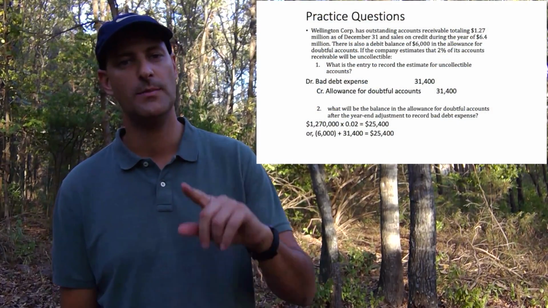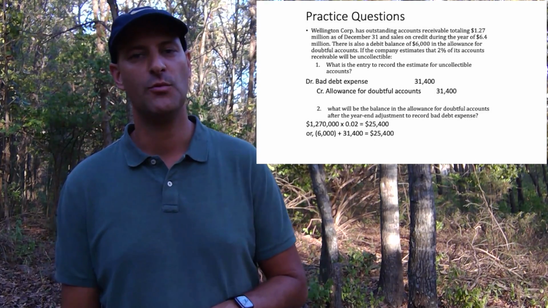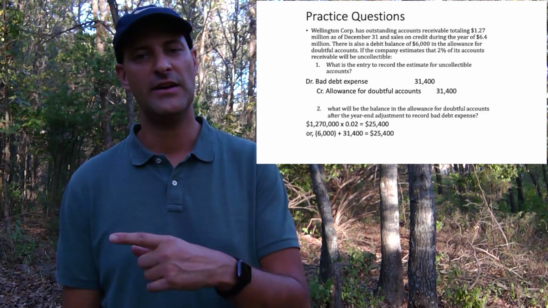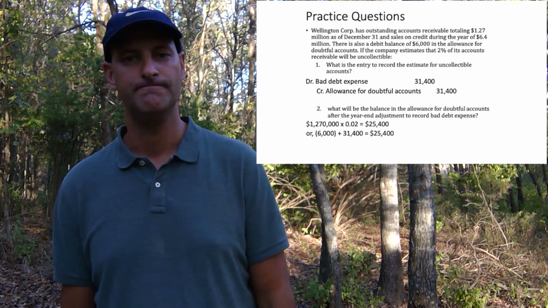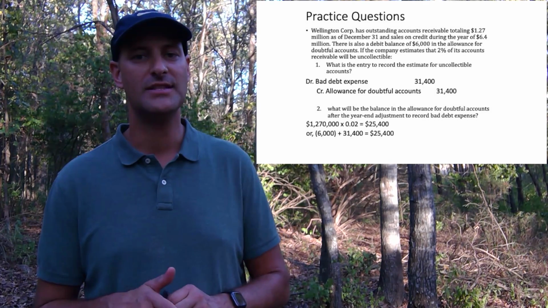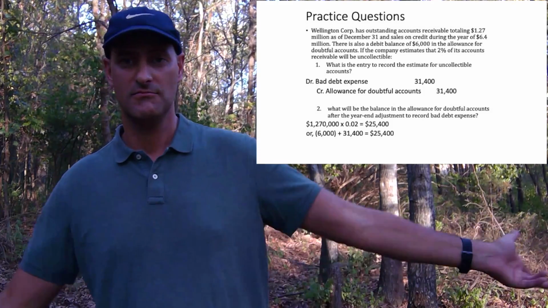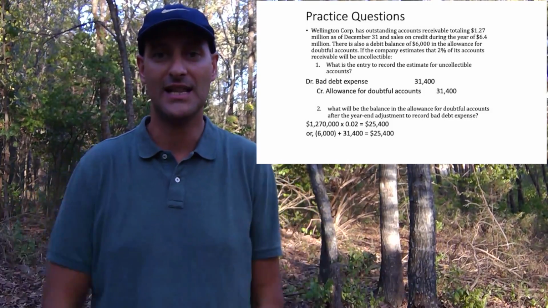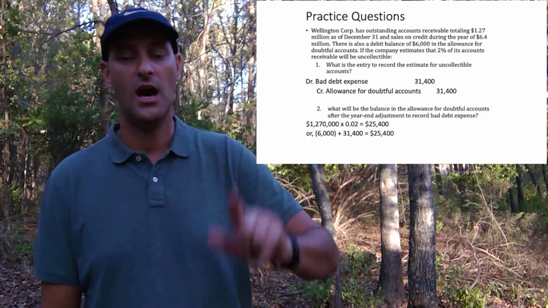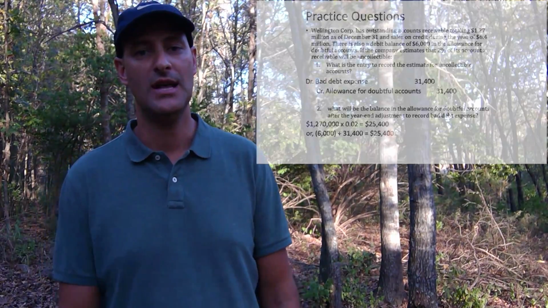So our entry is going to be a debit to bad debt expense of $31,400 and a credit to the allowance for doubtful accounts of $31,400. So what will the balance be in the allowance for doubtful accounts after the year-end adjustment to record the bad debt expense? $25,400, exactly what it needs to be, which is 2% of $1.27 million. So let's move on to our next practice problem.